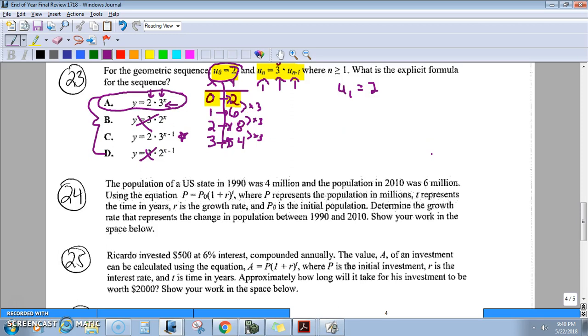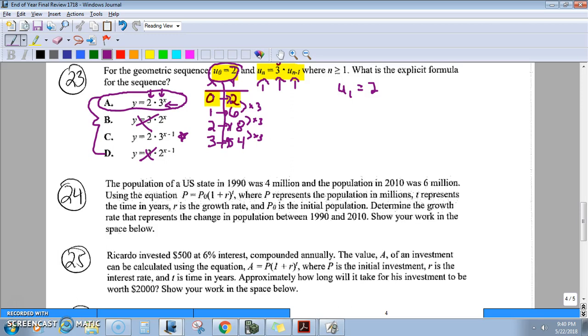All right, question number 24. The population of a U.S. state in 1990 was 4 million and the population in 2010 was 6 million using this equation. And so we're so lucky when questions give us equations. If there's an equation, we can solve it. Where P represents the population in millions, T represents the time in years, R is the growth rate, and so on. What are we trying to find?